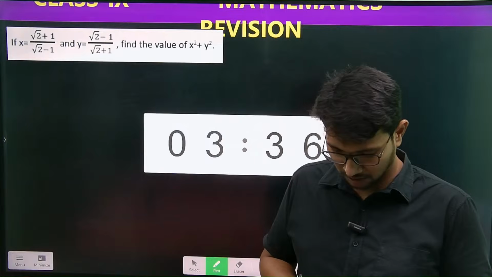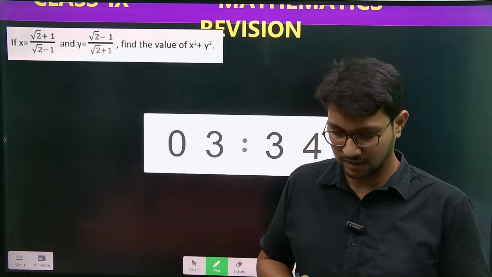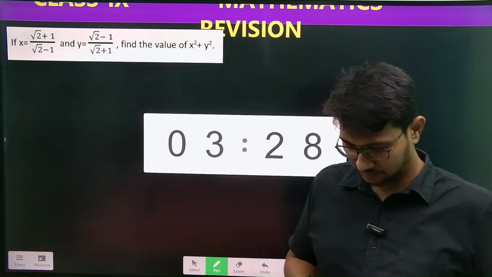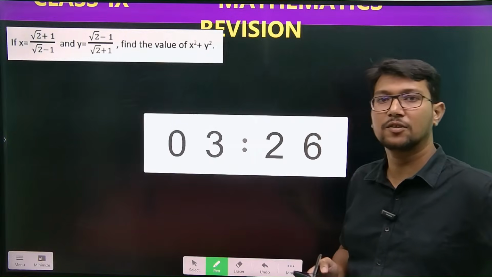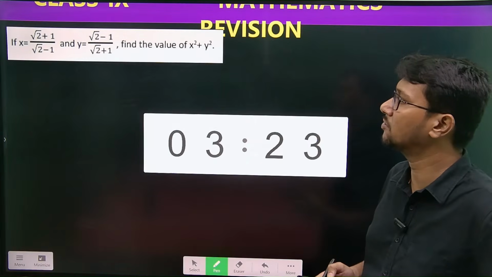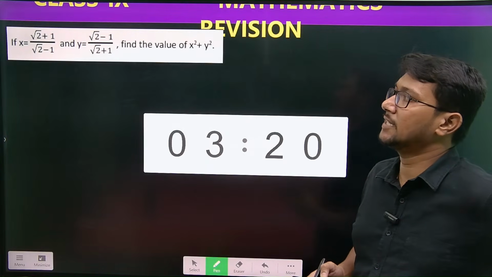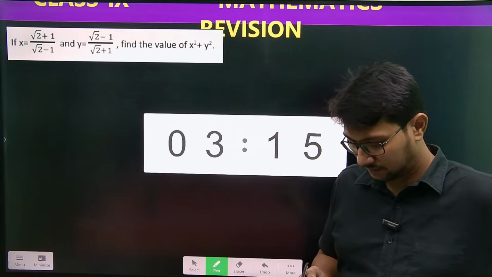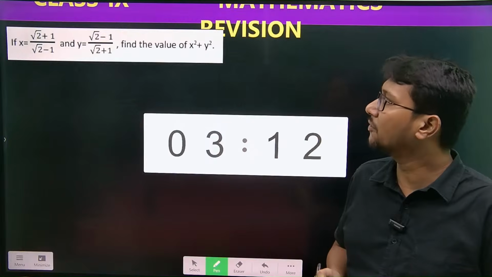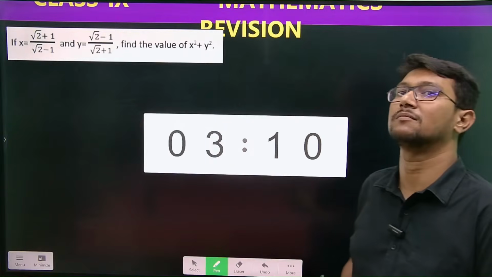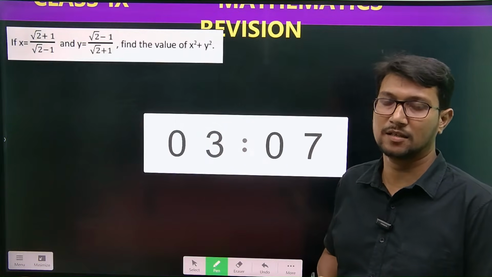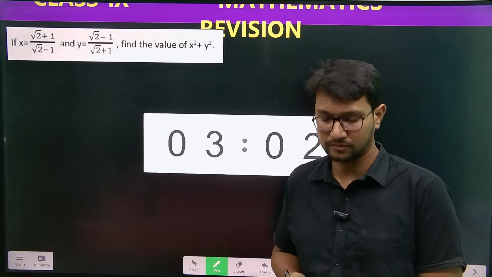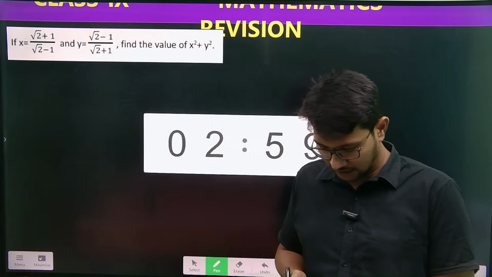ठीक है, चलो solve कर दो फटाफट and tell me the answer. Very easy question. It is coming from chapter 1, that is number system. The concept you have to use here is rationalization, बच्चों. चलो solve करो, solve and tell me the answer. I am waiting for your answer, बच्चों.